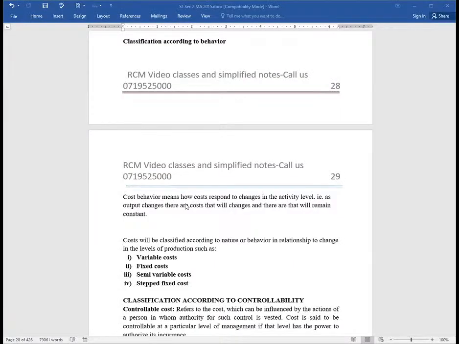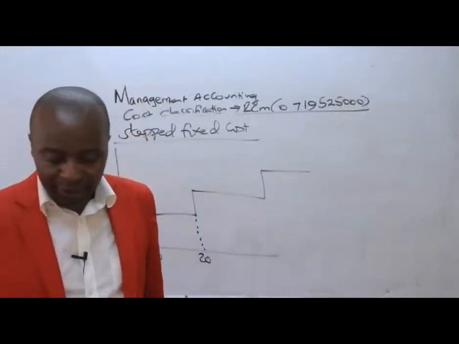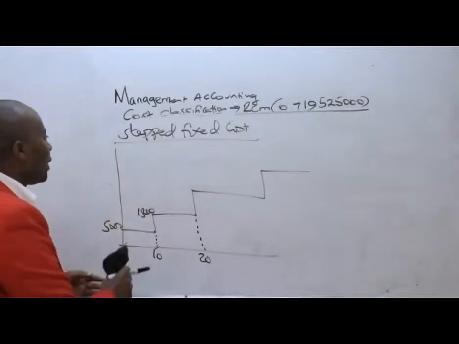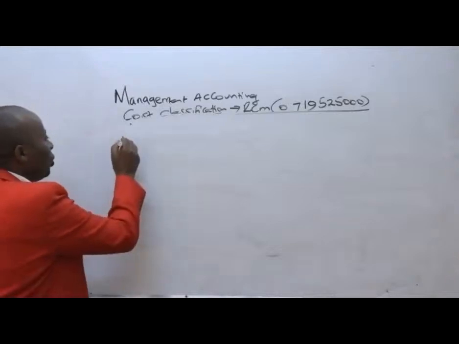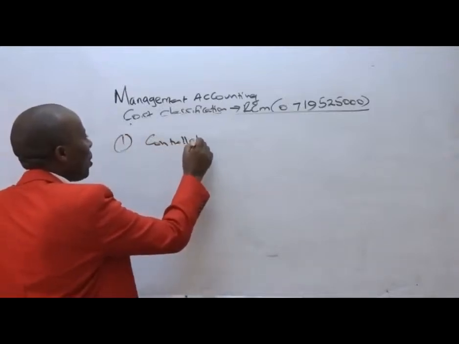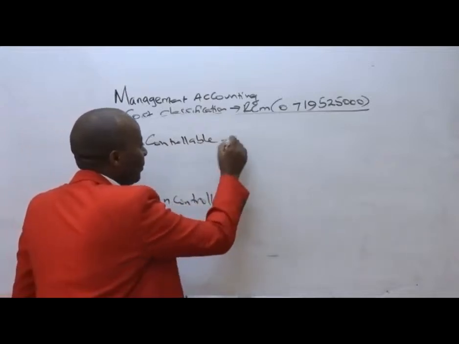Now from there, ladies and gentlemen, we've got these particular ones, which are just a walkover that we need to explain very first. So we have classification according to controllability. Under controllability, ladies and gentlemen, we shall be having two classes. Which classes are these? We are going to be having those costs which are controllable, and those costs which are uncontrollable, as the name suggests.